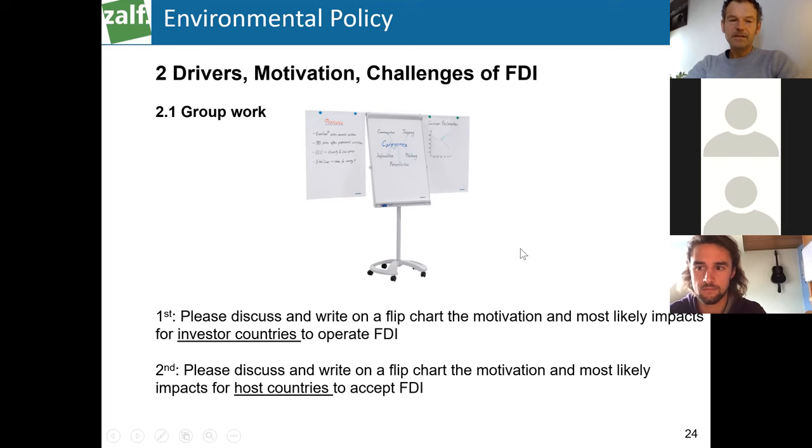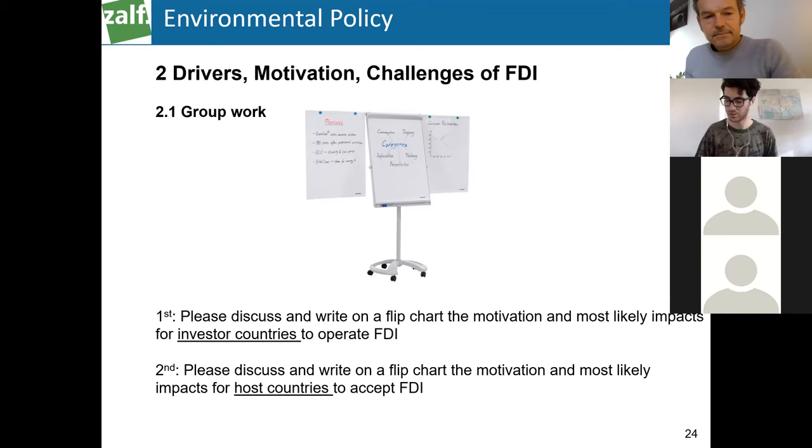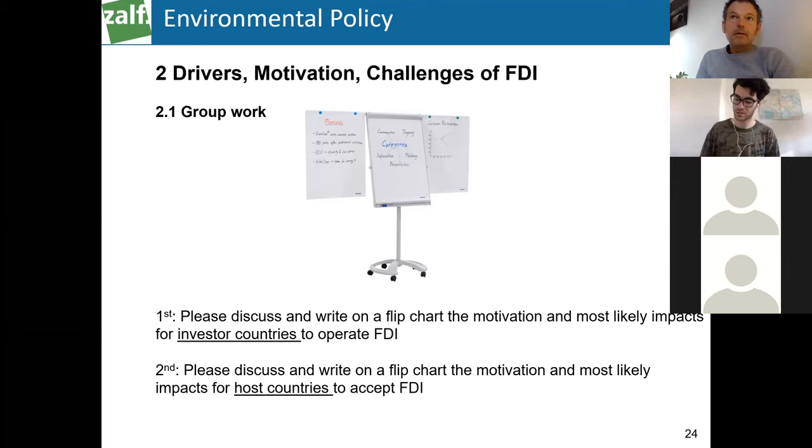Perfect. Okay, so we're group two, which means we were doing the first question. We said that investor countries' motivations are that they get access to new markets and to cheaper labor, which reduces their costs. They also sometimes get access to raw materials that they might not have in their own country. Also, on a bit of a negative side, there are usually more lenient laws, environmentally but also with labor wages and so on, so it might be more attractive financially for them to invest in another country.